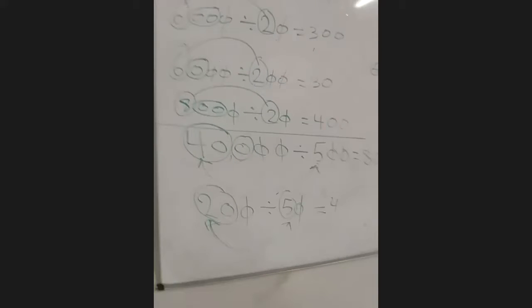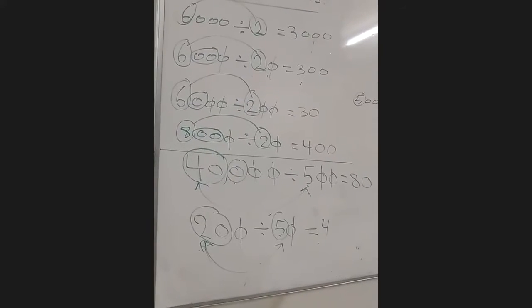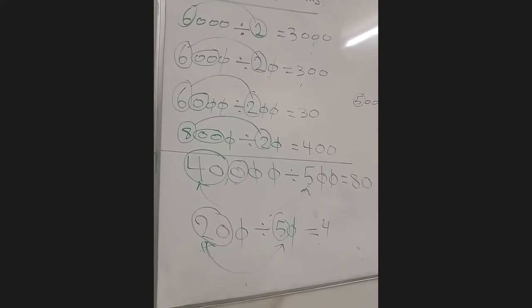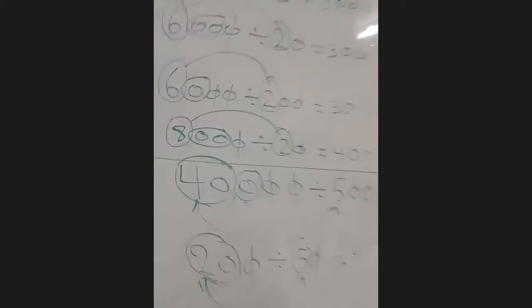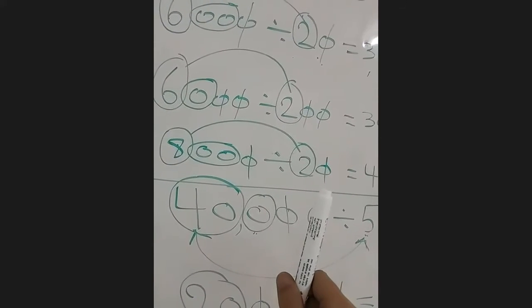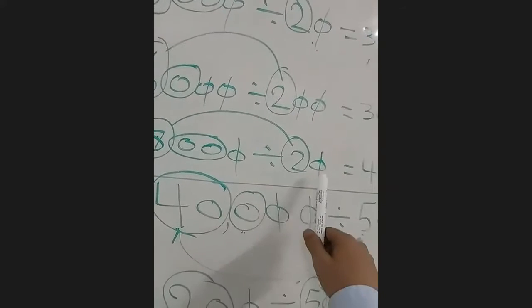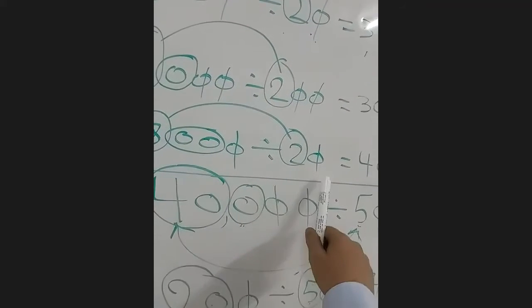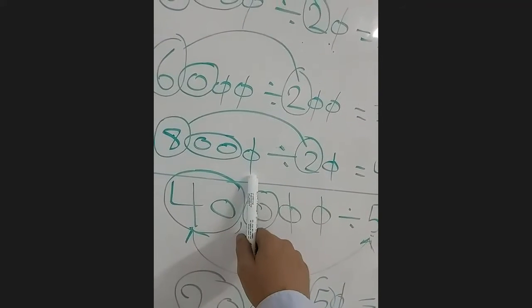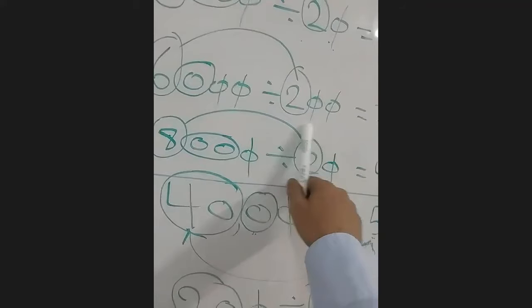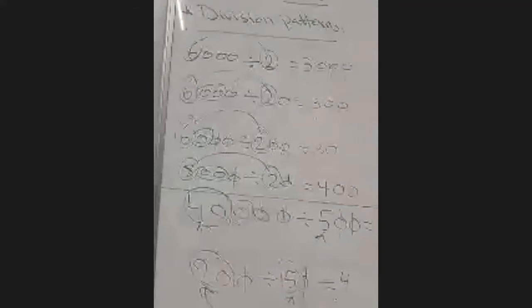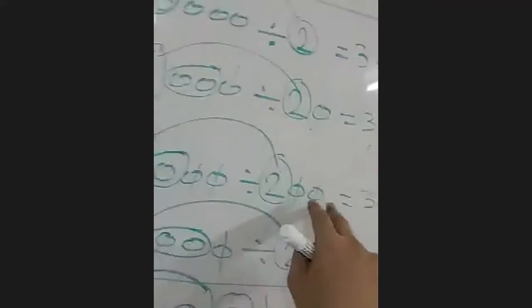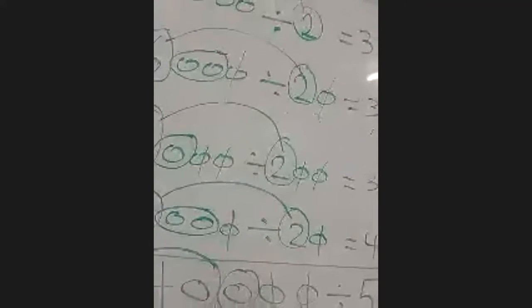Abdulrahman, yes. Mister, you have now 8,000 divided by 20. How do we know that we should cross the zeros? How many zeros here? 1. And here? 3. We have 1 here, so we cross only 1 with the 8. If we have 1, we cross 1. If we don't have, we don't cross. So it depends on the divisor. If we have 3 zeros here, we need to cross 3 zeros here also. Got it? Okay. Thank you, mister.